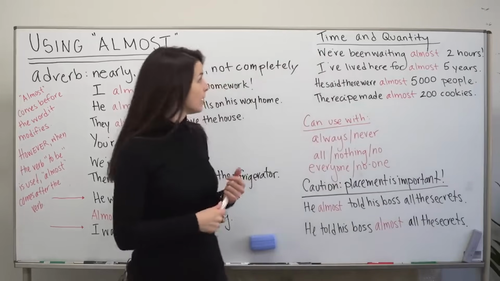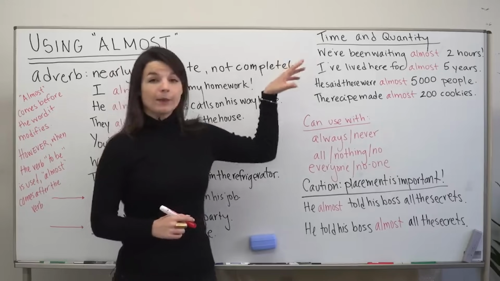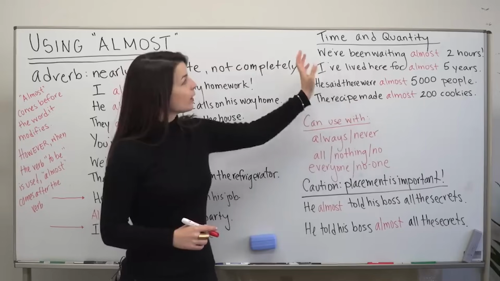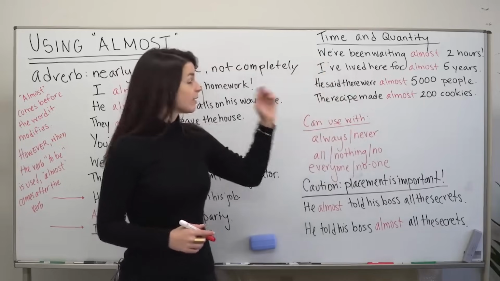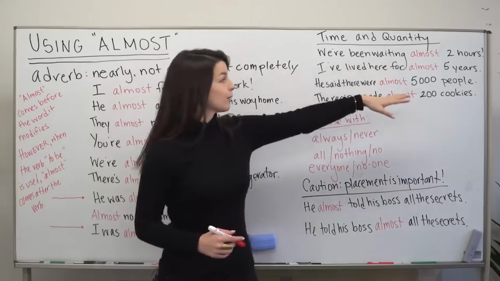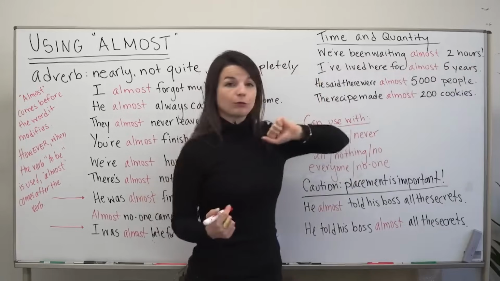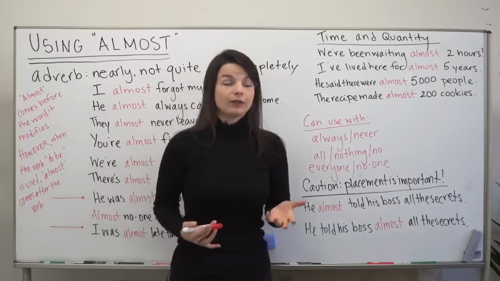I want to talk a little bit about some other ways to use almost. We use almost with time and quantity expressions. So in these cases, we use the word almost before the time or before the quantity. Let's look at some examples. For example, we've been waiting almost 2 hours. So here, 2 hours is a length of time. We use almost before that, so nearly 2 hours. Not quite 2 hours, but nearly 2 hours.